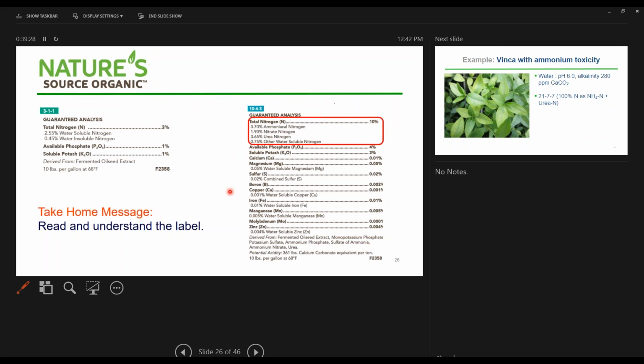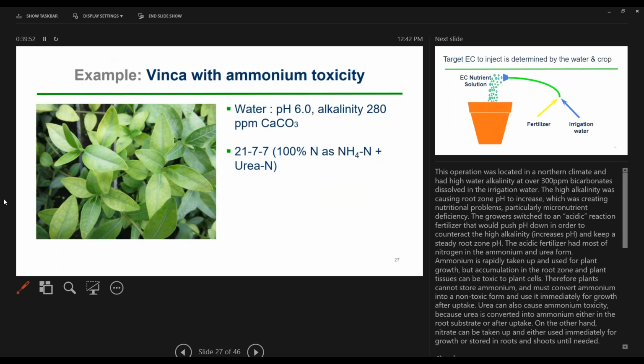Because this specific fertilizer has a lot of ammonium and a lot of urea. So you would expect that to be very acidic and the reaction to be very quickly acidic. Very different from this fertilizer, where things are tied to that organic molecule, so it's slower, okay? So make sure you read and understand the label, and then you can make a better choice of what you are trying to achieve in your operation.